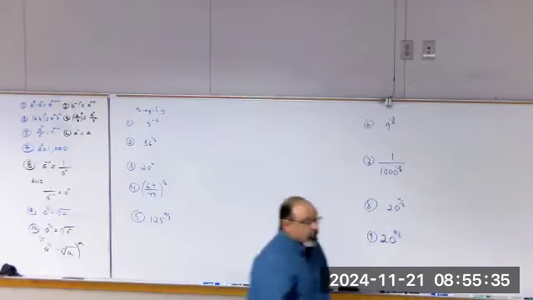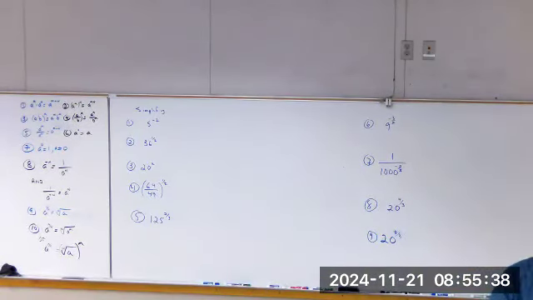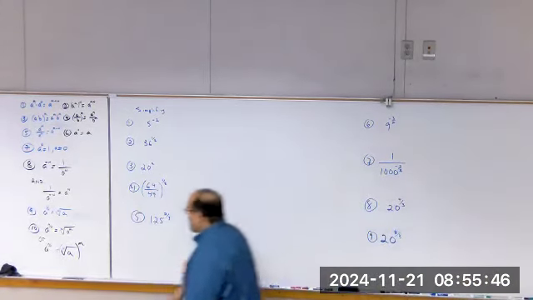5 to the negative 2. 5 times itself negative 2. Just think how that sounds. 5 times itself negative 2 times. That doesn't make any sense. So you're supposed to do something first with a negative 2 power.